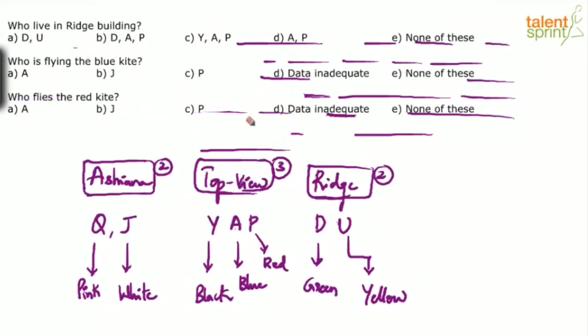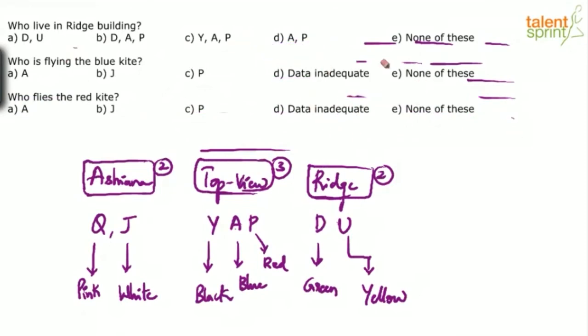So what does it say? Who lives in Ridge building? D and U. So D and U, option A would be the answer. Right? Next question. Who is flying the blue kite? All these are ready made, right? I mean, there's nothing that you have to do now. Only look at the arrangement and mark the answer.